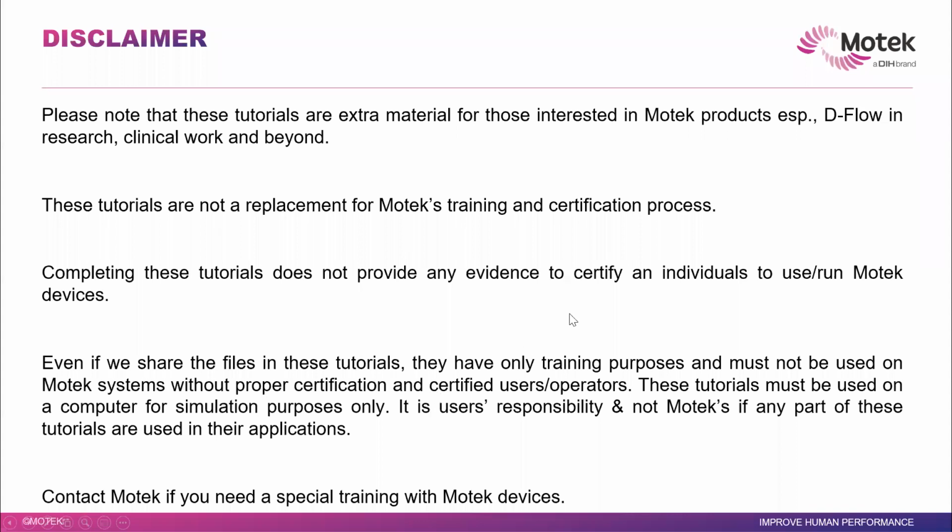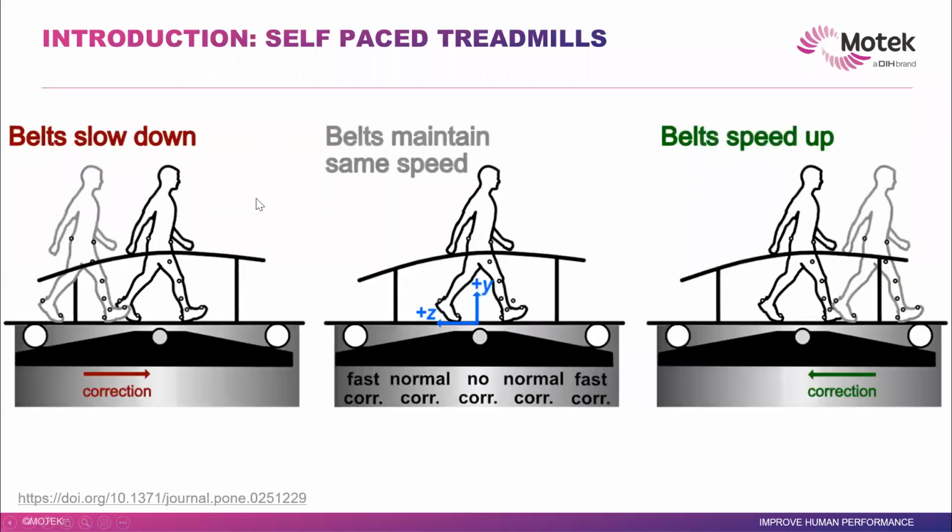This is our disclaimer. As the name self-paced treadmill would suggest, it actually tries to help maintain the same speed that the subject has. So the subject will stand on a treadmill and just walk. If he or she walks behind, for instance, close to the end of any edge, there would be a correction from the controller so that the belt speed will accelerate or decelerate, so that the subject will be around the middle of the treadmill.